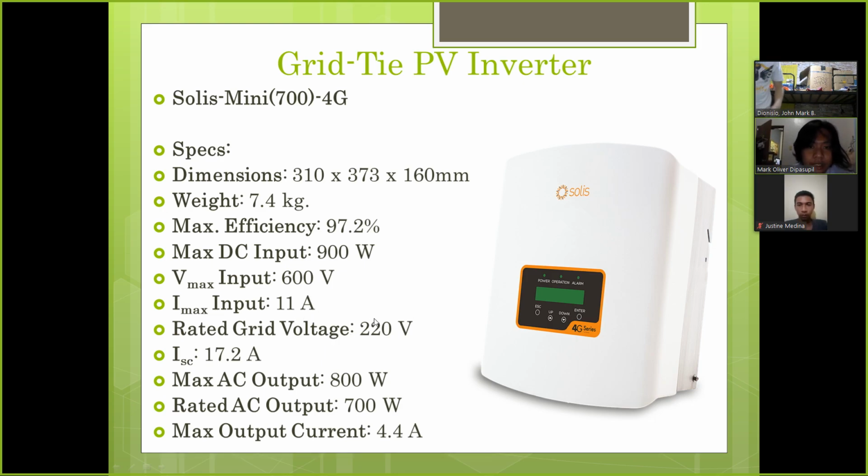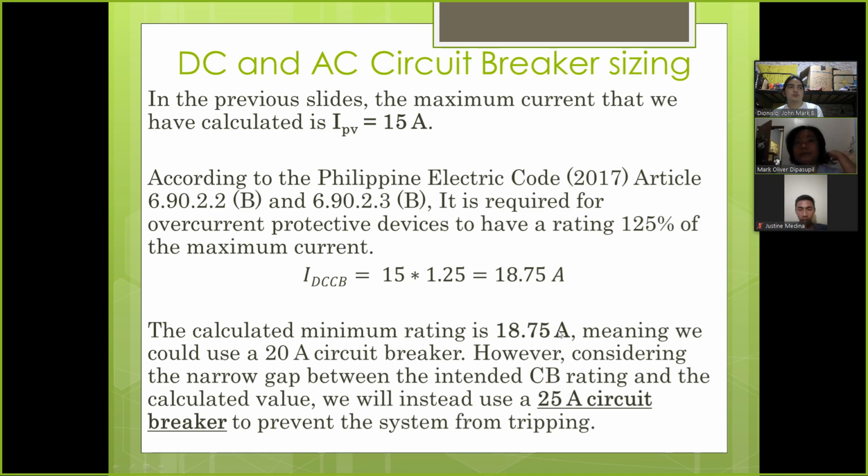Yung rated grid voltage niya is 220. Short circuit current of 17.2 amps. Maximum AC output na 800 watts and rated AC output na 700 watts and the maximum output current na 4.4 amps. So, ayan yung specs ng Solis.